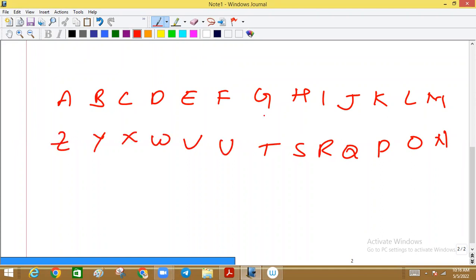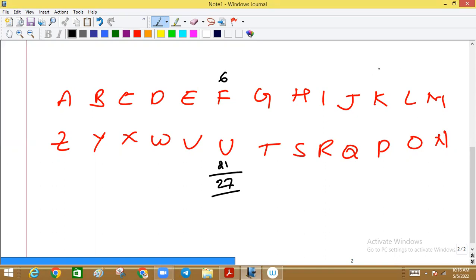Okay. I think you remember the positions, right? Now we try to remember the positions from the opposite direction. For example, tell me what is the position of F? 6. U? 21. Total how much? 6 plus 21, 27.